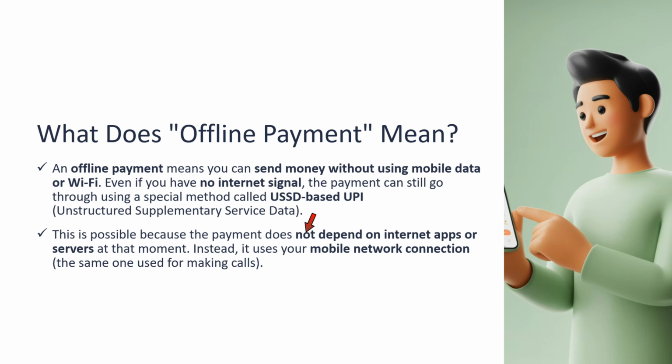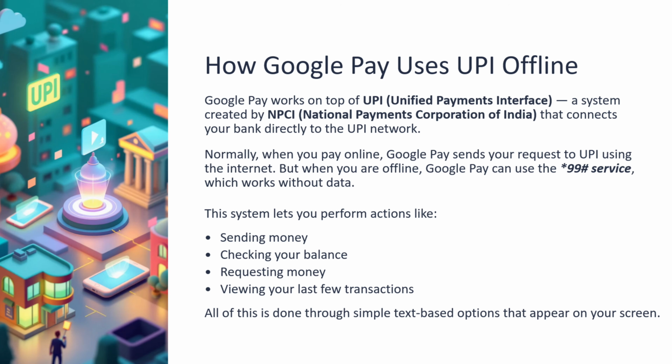This is possible because the payment does not depend on internet apps or servers at the moment. Instead, it uses your mobile network connection, the same one used for making calls. Now we will see how Google Pay uses UPI offline. Google Pay works on top of UPI. UPI is a system created by NPCI that connects your bank directly to the UPI network. UPI is nothing but Unified Payments Interface. NPCI is nothing but National Payments Corporation of India.